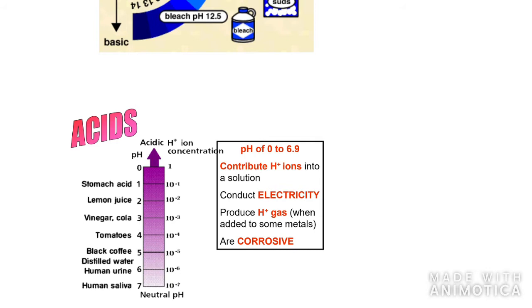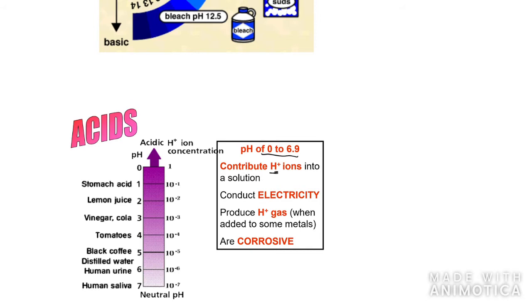That's why people complain about acid reflux or heartburn when they eat tomatoes, because this acidity added to your stomach acid makes it too acidic. Black coffee is about a 5. Distilled water and human urine are about 6, and human saliva is about 7. So all of these acids have a pH of 0 to 6.9.